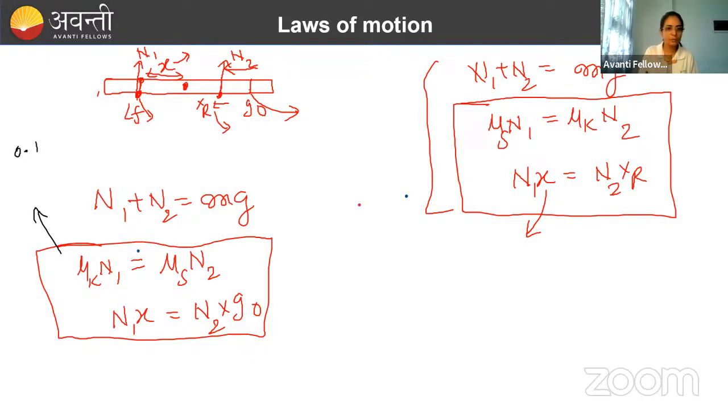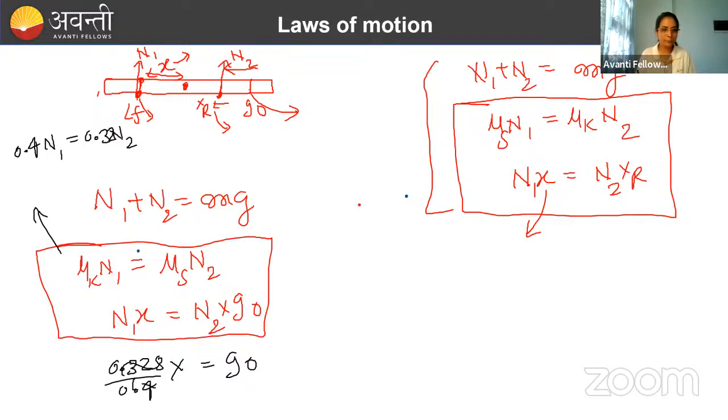So mu K is how much? 0.4 N1 equal to how much? 0.3 N2. So N1 by N2 we can write as 0.32. So 0.32 by 0.4 into X will be equal to 90. If we solve it, how much value are we going to get? 8 by 10. Something like that, no? So X value, am I right? N1 X N2, 90 I have done. So this is your 8 now, and this will be your 10.